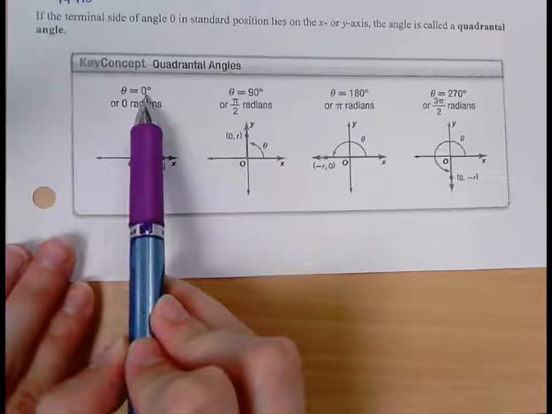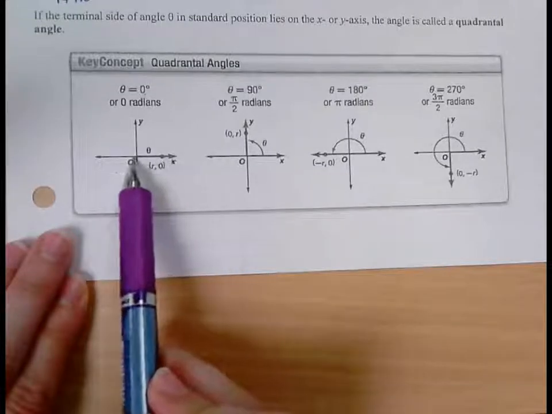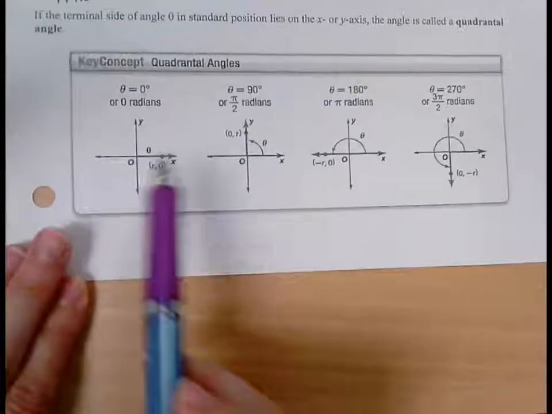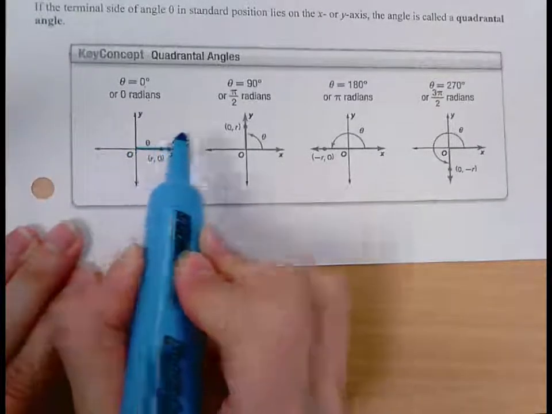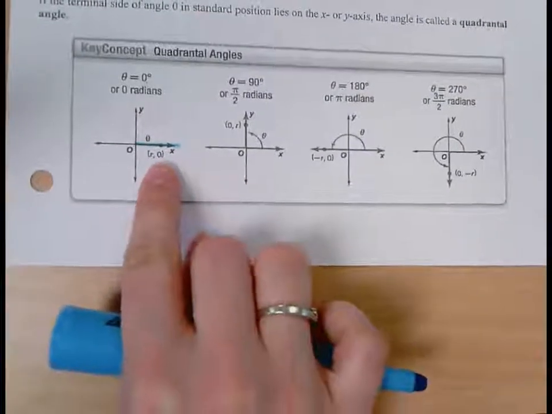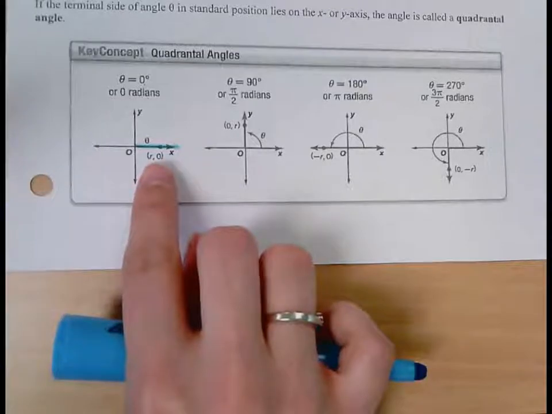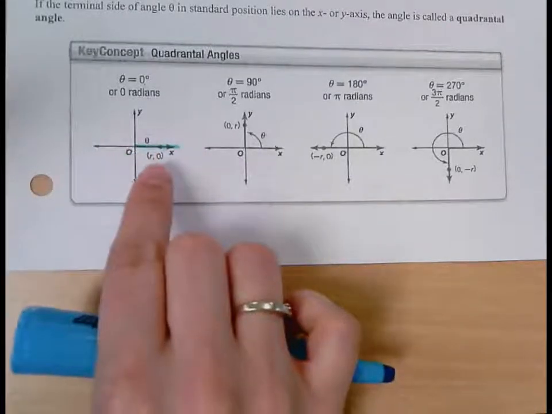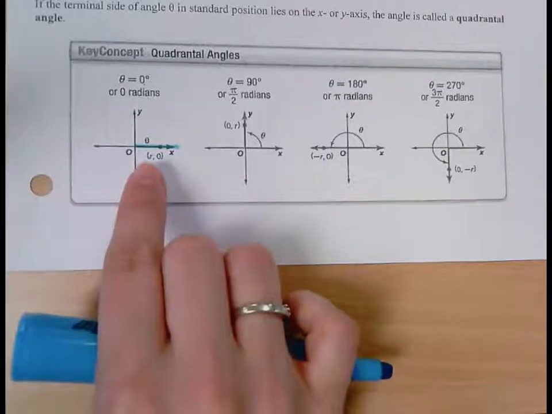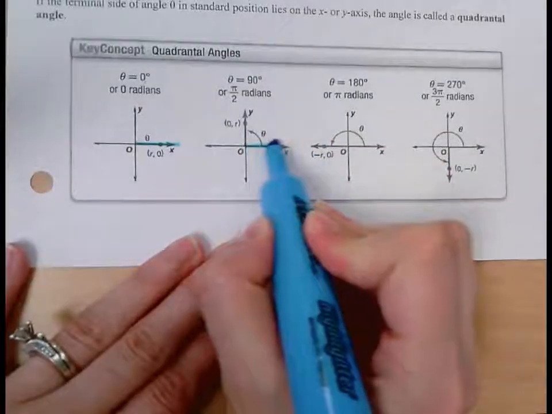So if you have an angle of 0 degrees, which would also be 0 radians, that means your terminal side is the same as the initial side. This would be your angle. And so it would go through some point. They have coordinates. You'd have some x coordinate, but the y coordinate would be 0. We're going to look at how you would find the 6 trig functions for an angle of 0 degrees or 0 radians.